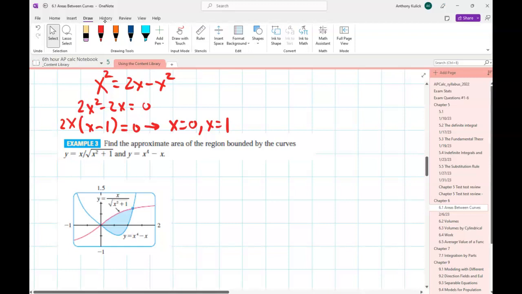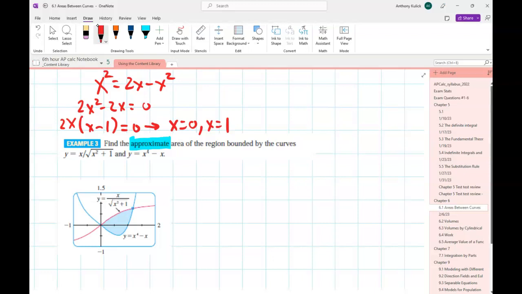Here it says find the approximate area of the region bounded by the curves y equals x over the square root of x squared plus 1 and y equals x to the 4th minus x. What word in the directions is different than the previous problems? Approximate. Why do you suppose that's included? They don't define the bounds. We're not given the bounds.